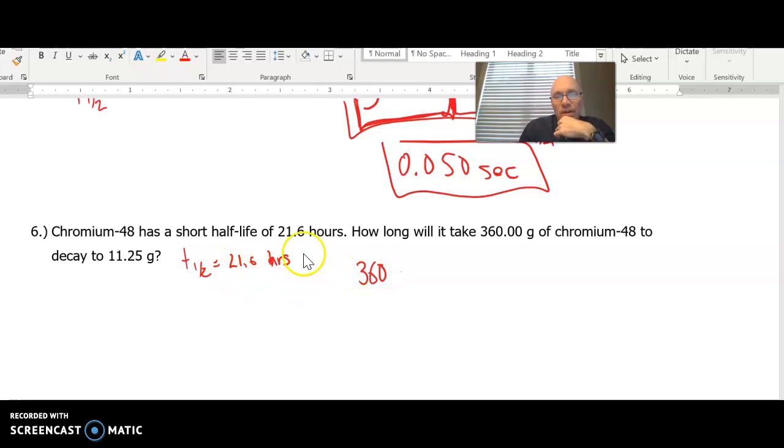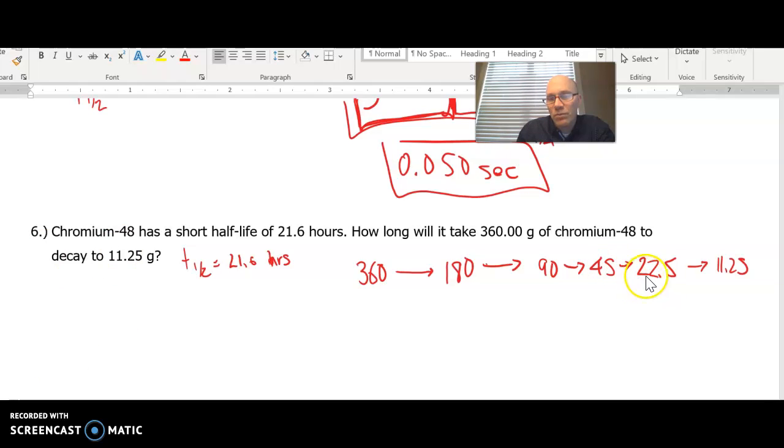So in this one, we know that the half-life is 21.6 hours. So how long is it going to take to get from 360 grams to 11.25? Let's just keep on cutting this in half. That cut in half would be 180. That cut in half would be 90. That cut in half would be 45. 45 cut in half would be 22.5. Cutting it in half again, 11.25, which is where we're at.